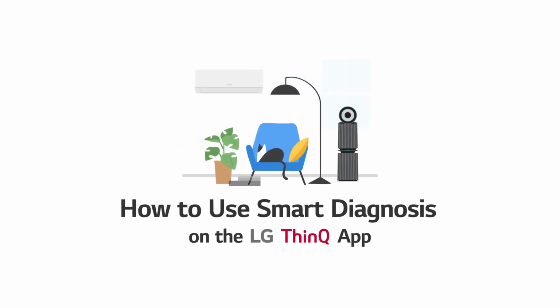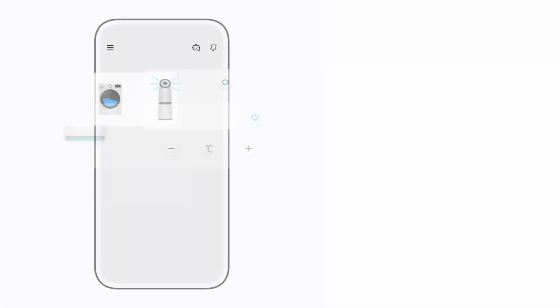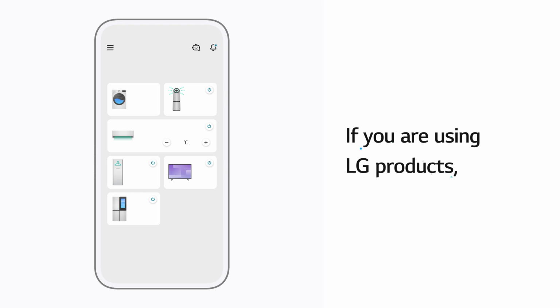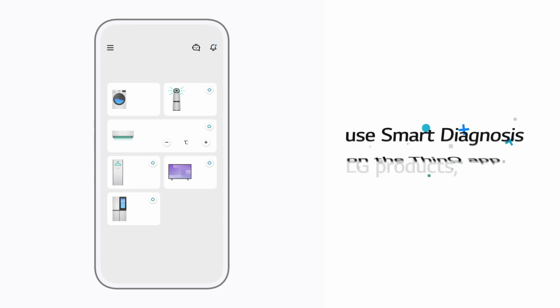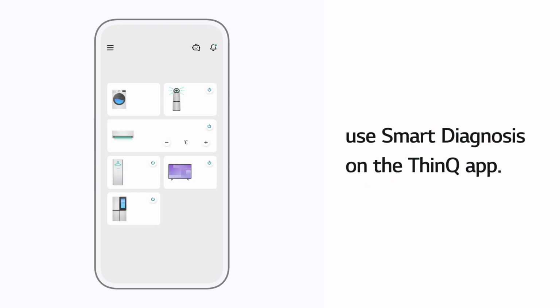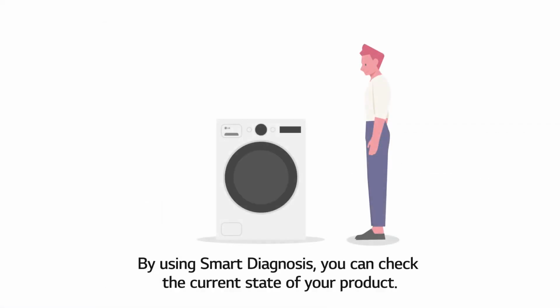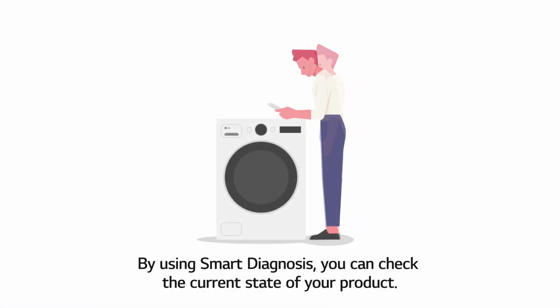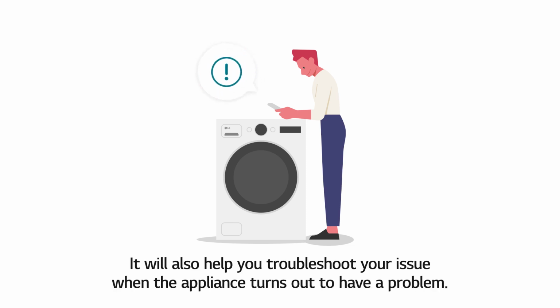How to use Smart Diagnosis on the LG ThinQ app. If you are using LG products, use Smart Diagnosis on the ThinQ app. By using Smart Diagnosis, you can check the current state of your product. It will also help you troubleshoot your issue when the appliance turns out to have a problem.